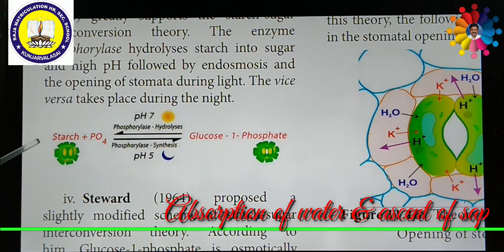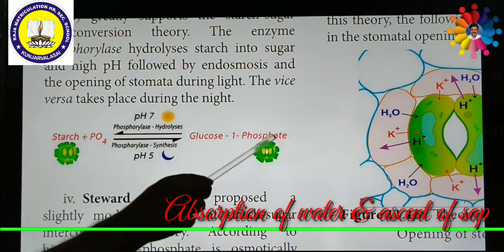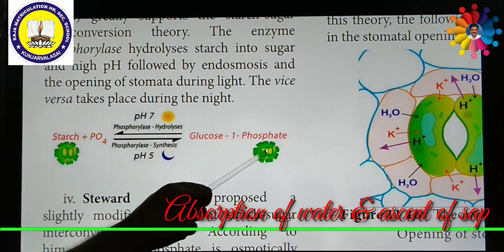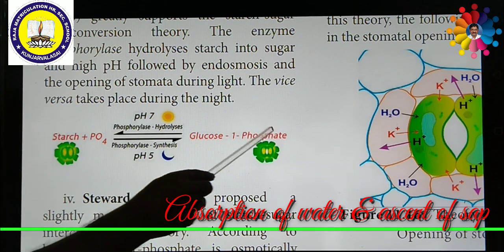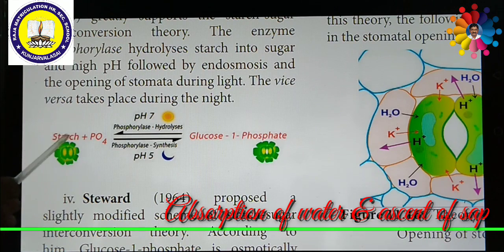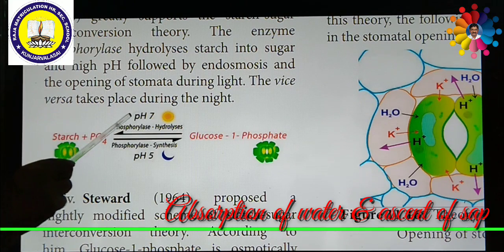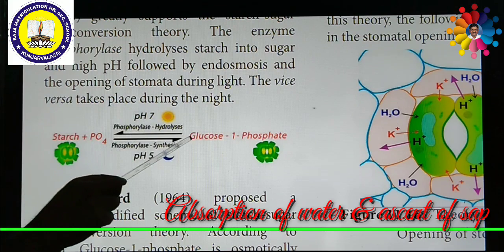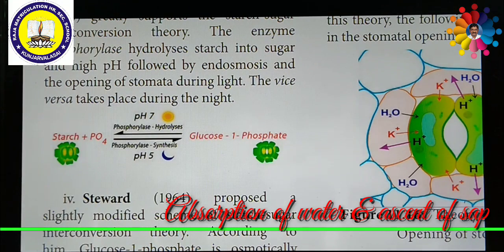it forms starch, and then the stomata is closed. If glucose 1-phosphate is there, the stomata is open. When the phosphate is removed by phosphorylase, the pH decreases, producing starch and phosphate, and the stomata is closed. Once again, the starch takes up phosphate by the phosphorylase enzyme, hydrolysis takes place, the pH level increases, and it is converted into glucose 1-phosphate, and the stomata is open.